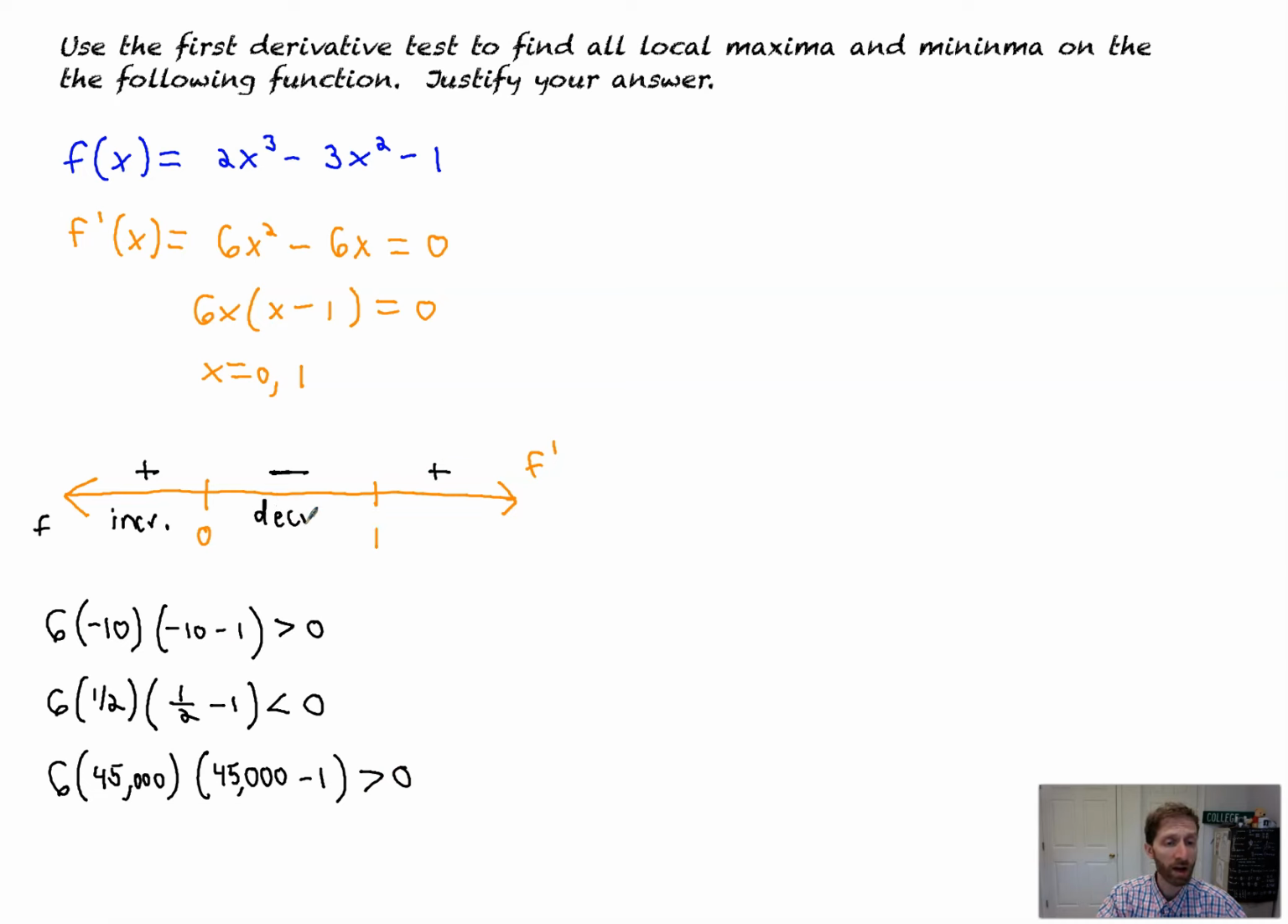So we're decreasing on f here because our slopes are negative. We're increasing on f here because our slopes are positive. So let's think about this. The curve goes from increasing to decreasing and then decreasing to increasing. Boom. We've got a relative maximum at x equals 0 and a relative minimum at x equals 1.